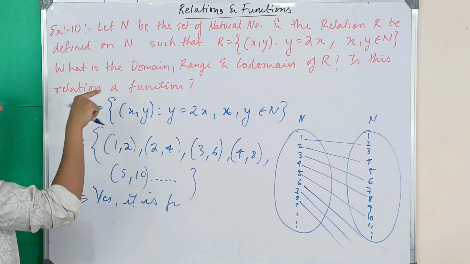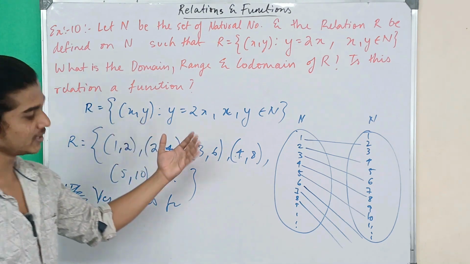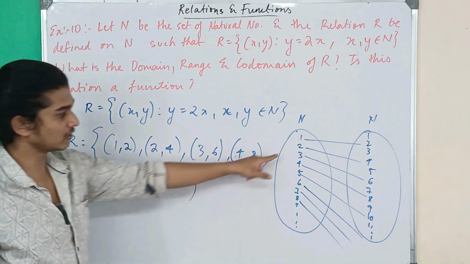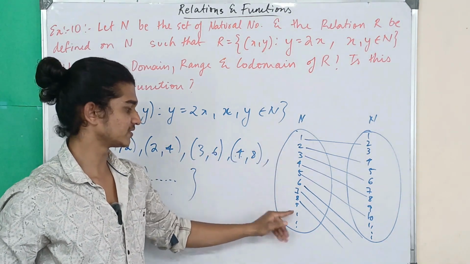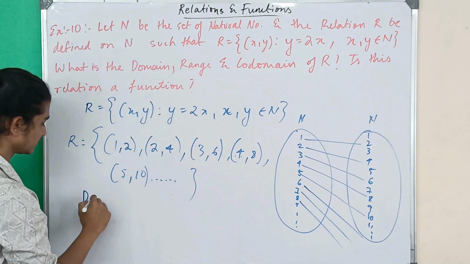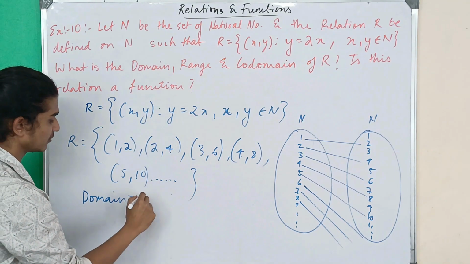And then they're asking us to find the domain, codomain, and range. As I told you, domain is all the inputs which you can give. So what are all the possible inputs? 1, 2, 3, 4, 5, 6. Every single natural number could be taken as domain. So our input or domain is the set of all natural numbers.